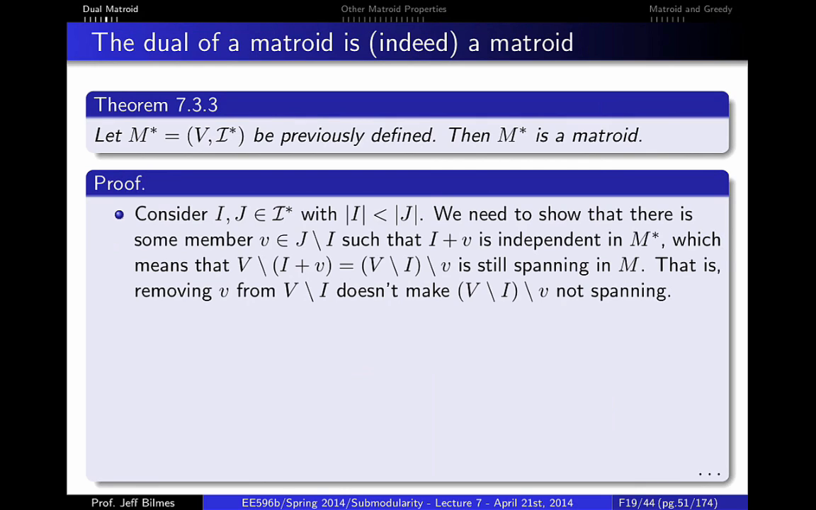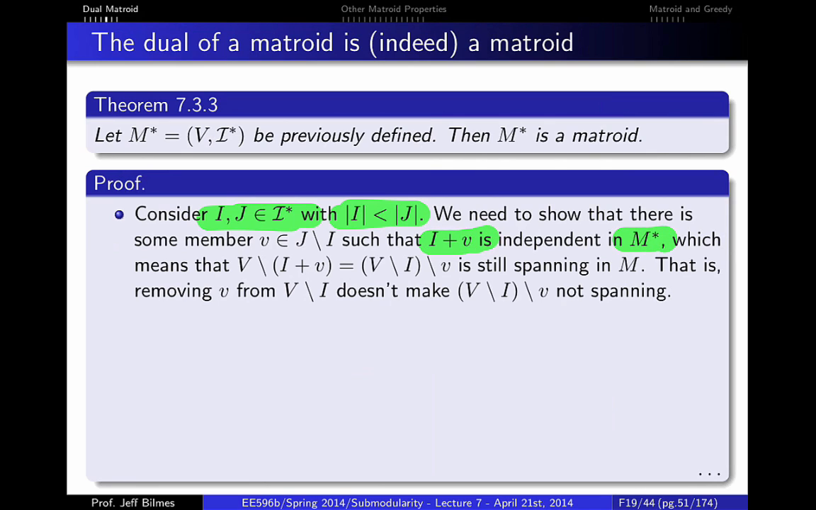So now we're going to use I and J in this size case. I and J are both independent sets, or both members of I prime. We know it's an independent system because it's empty set containing and subclusive. We have two independent sets, I and J, where the size of I is less than the size of J, and they're not necessarily subsets. We need to show that there's some element in J we can add to I, such that I plus that member, namely v, is still a member of this.